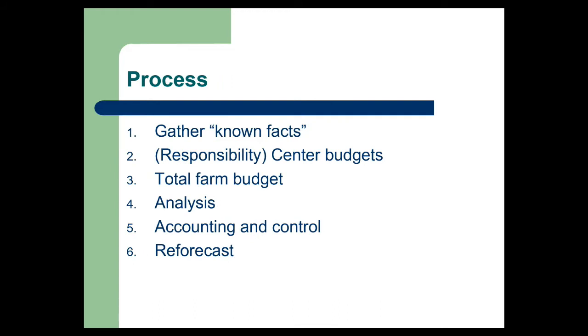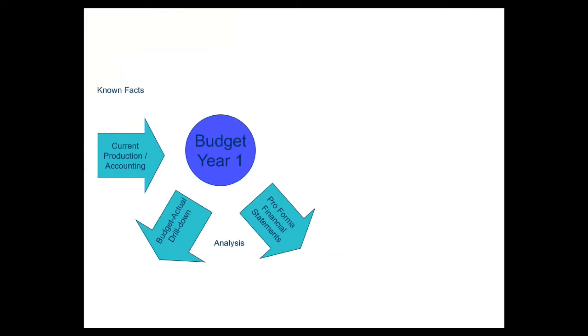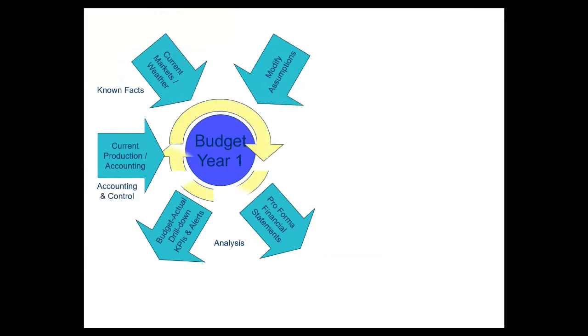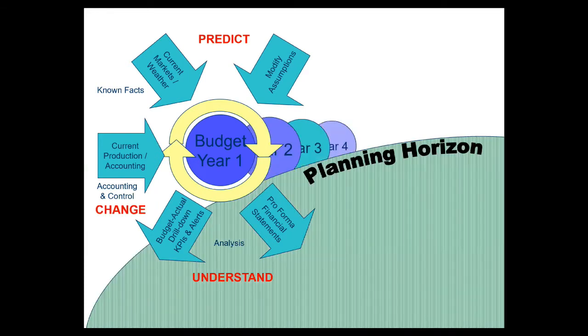So I'm going to speed through this, but this is the process of budgeting that we've worked at for a long time. It's gather known facts. You start with year one. It's a continuous process. Keep looking and refining, and then you can go off the planning horizon.